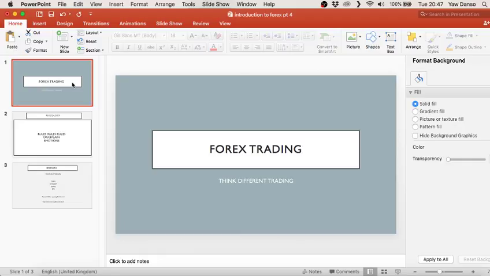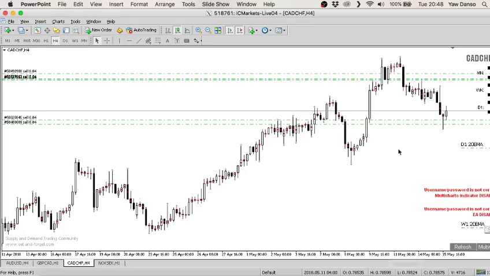Yeah, the answer is pipette, or pip. So under normal circumstances, you have 4 decimal places for every currency pair. That's the normal standard. So if you have a fifth one, it's got a name, and the name is what Ben has just put there.